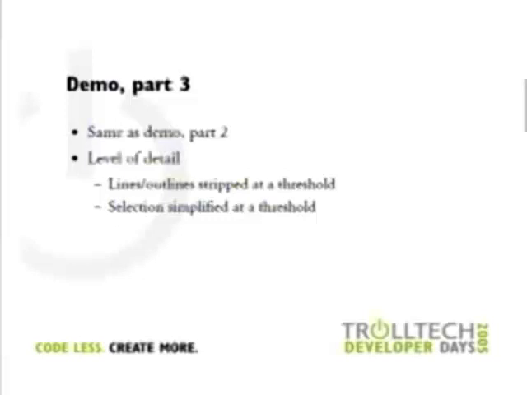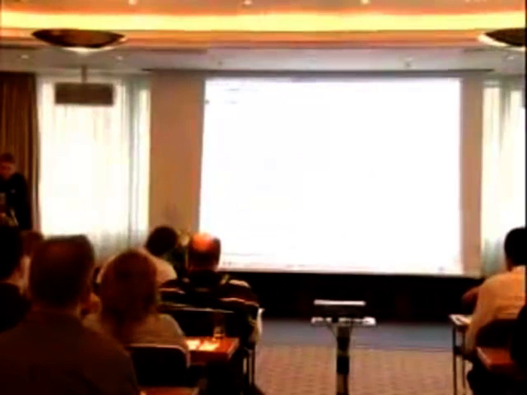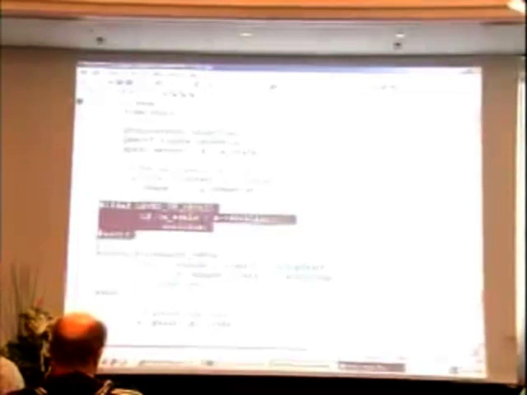So I will then do the demo last time, and now I've added a level of detail part to my code where I skip outlines and those line segments over a certain threshold. And I also simplify the selection a little bit. So I go into the shape file, take out this. Now what this does is that it takes away the pen at a certain threshold. And in my paint event, I do the same thing. If the scale factor is at a certain threshold, I just skip this item. And then the limit is coded per item.